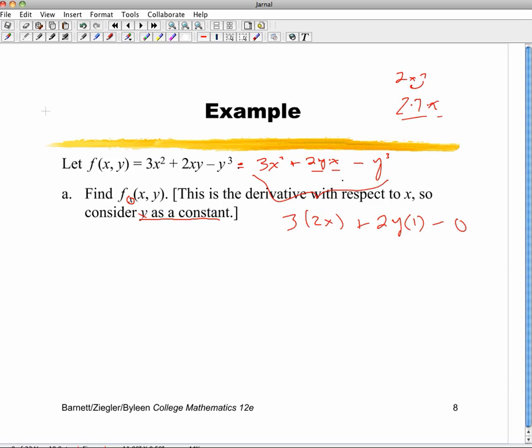So the hardest thing in this section is to get used to the idea of being able to, just in your mind, treat one of the variables as a constant. And that means treating it just like you would any other number. So I would simplify this. This is 6x plus 2y, and that would be my correct derivative with respect to x. So you can either write f sub x, or I can write the derivative of z with respect to x.